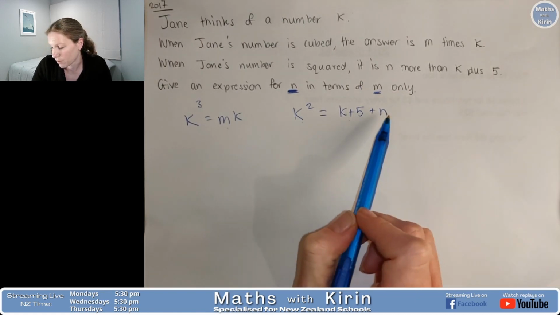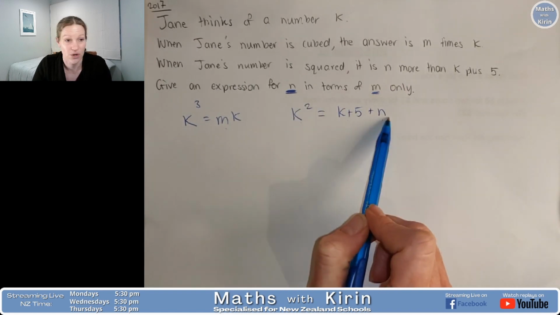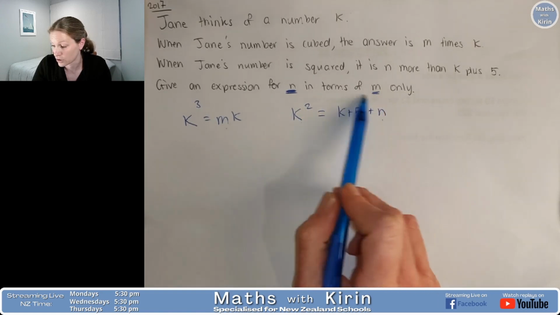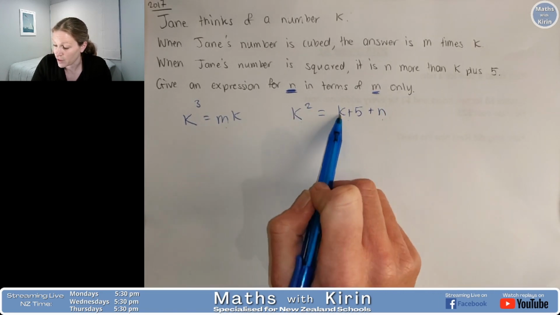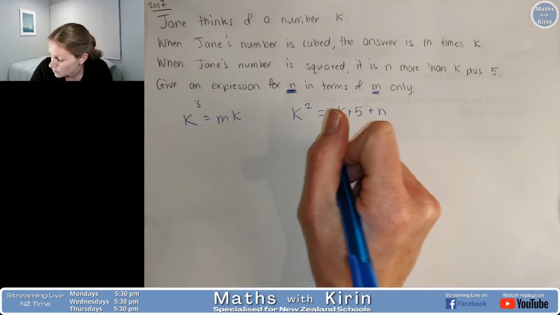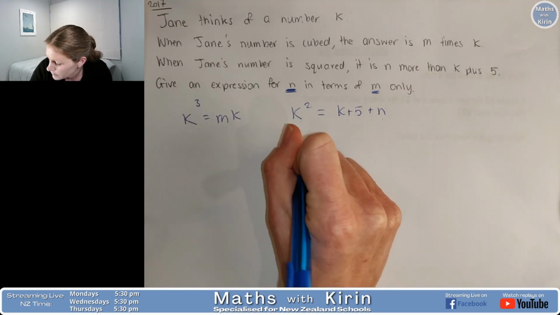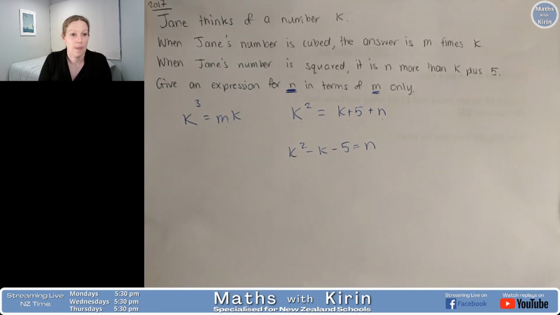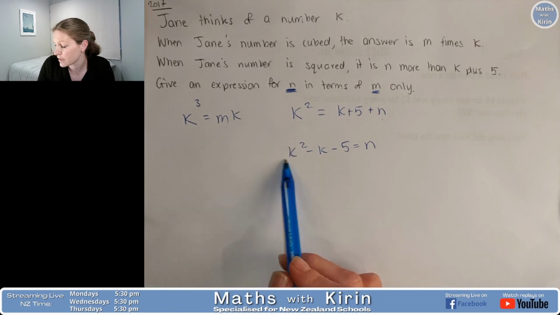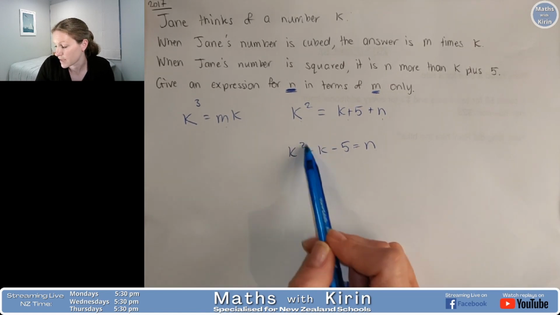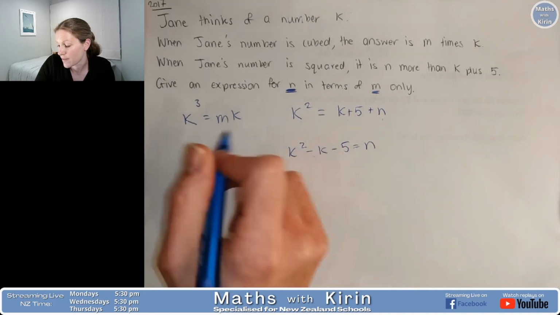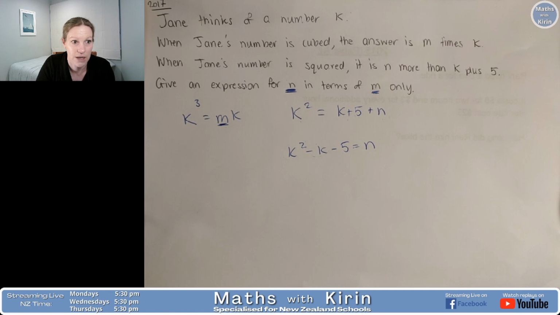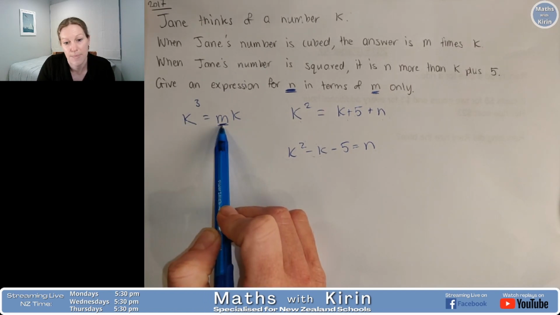So the first thing I would probably do is rearrange this, because this is the only thing that's got an n in it. And so we want an expression to know what n is equal to. So we can use this to do that. If we move both the k and the 5 to the left-hand side, we would get k squared minus k minus 5 is equal to n. Okay, so we need to see if we can figure out, instead of this k squared and this k, can we write that in terms of m? Now the only m we have is in this first expression that we wrote here, where k cubed is equal to m times k.